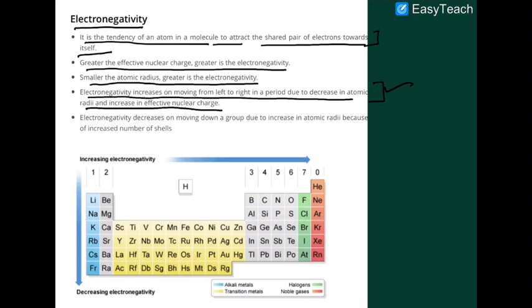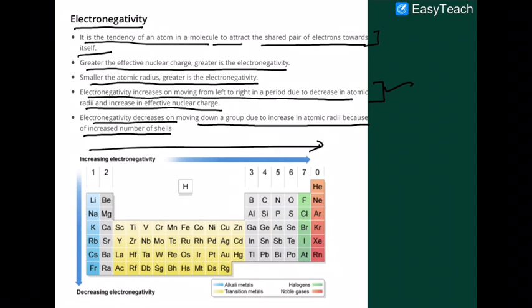Memorize that point also. The tendency of an atom in a molecule to attract a shared pair of electrons is called electronegativity. Electronegativity decreases as we move down the group due to increase in atomic size, due to increase in number of shells and decrease in effective nuclear charge. So here it is increasing, and if you move down, it decreases. Okay? Are you sure about that?